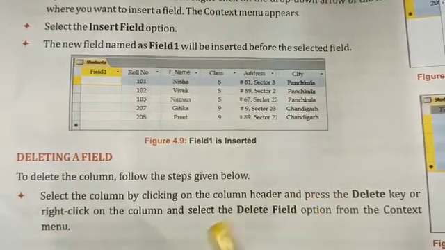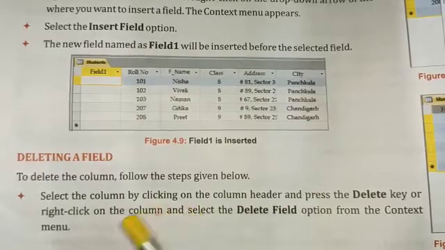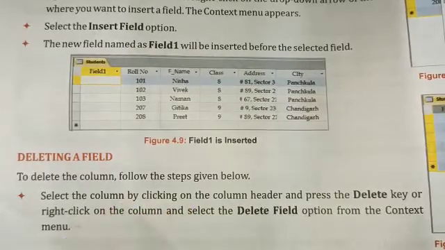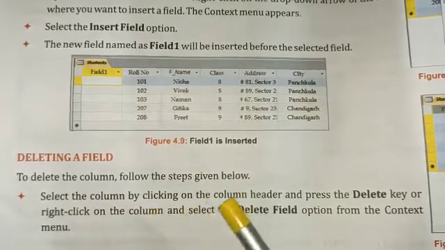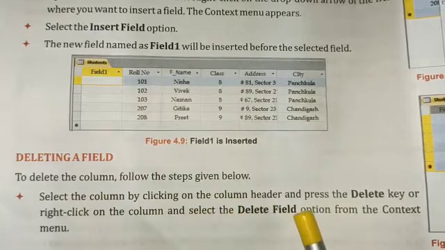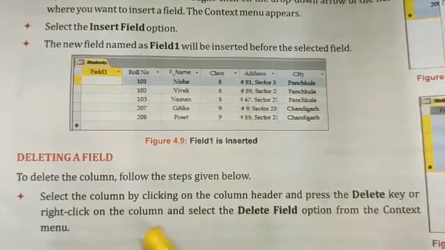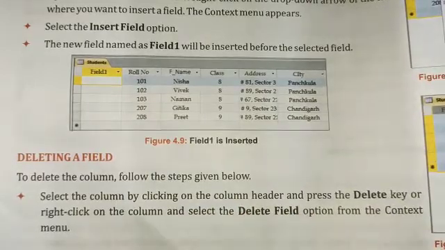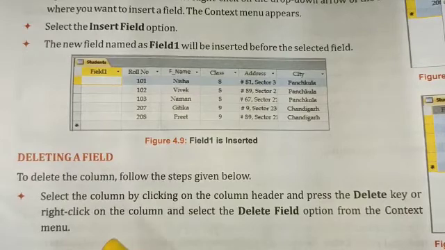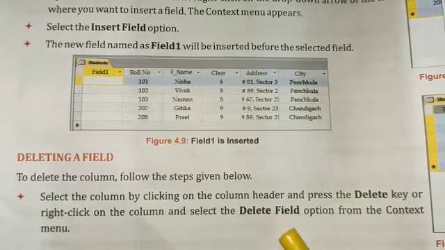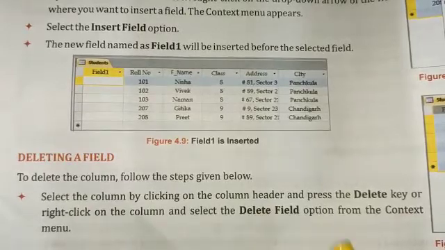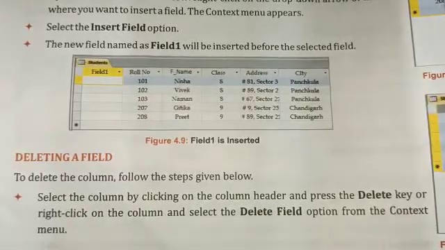We can delete a column by first of all selecting the column which we want to delete. Then click on the column header and press the delete key. Or we can delete a column by right clicking on the column and selecting the delete field option from the context menu.